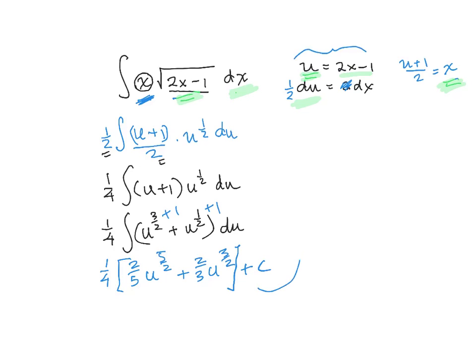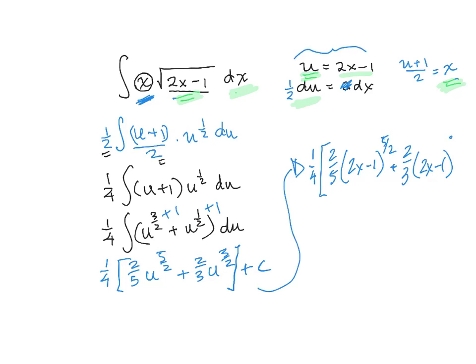All right. And in that little bit of room here on this page, we're going to come up. I've got to put our original u back in. So I'm still going to leave this 1/4 outside. 2/5 original u, 2x minus 1 to the 5/2, plus 2/3, 2x minus 1 to the 3/2, with a little plus c.